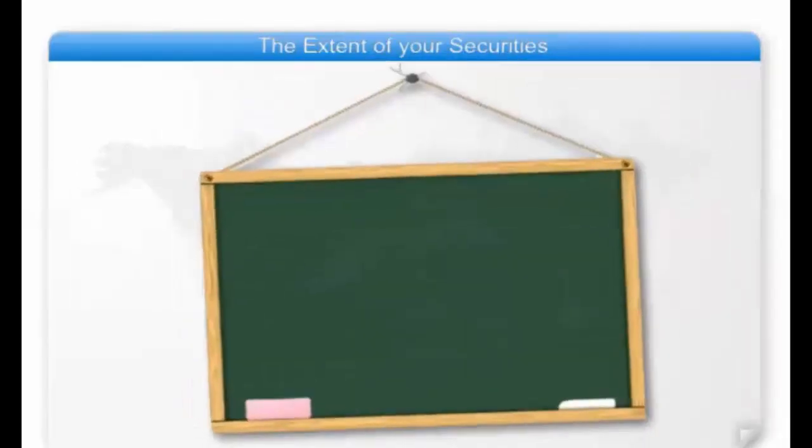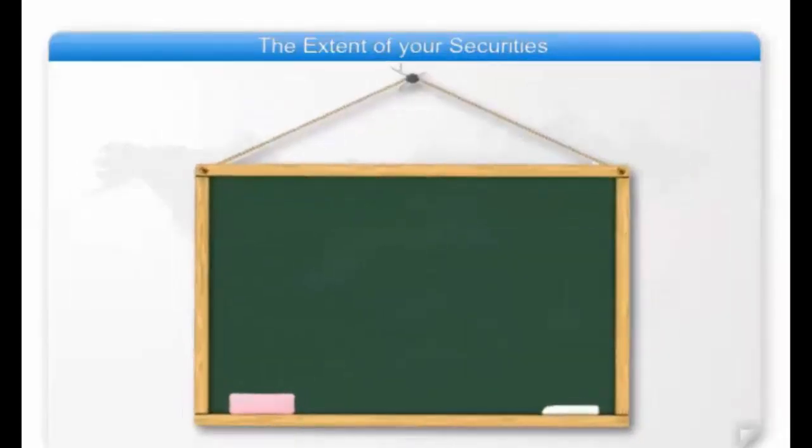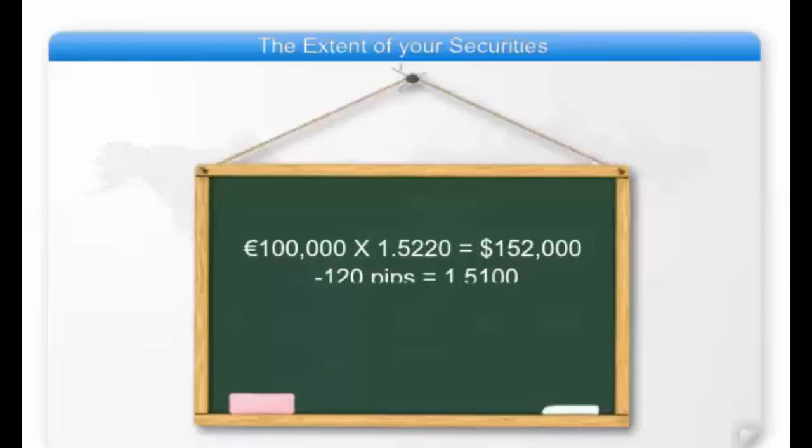Here's a question for you. I have $1,000 in my account. Now, I bought 100,000 euros at an exchange rate of 1.5220. Now the rate fell by 120 pips. What will my position be? Well, it's very simple actually. In a transaction of 100,000 euros, every pip is worth $10, or rather 120 pips is equal to $1,200. Will the bank allow me to go below my level of collateral?